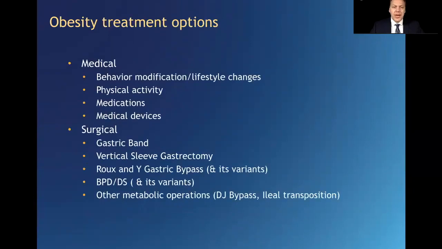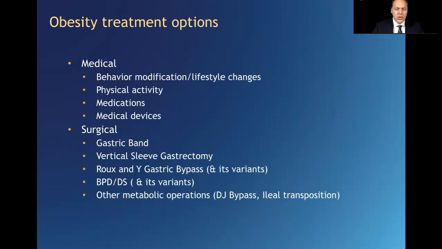To treat obesity, as with any other chronic metabolic or medical condition, we implement medical and or surgical options. Medical options are usually the first, such as behavior modification, lifestyle changes, physical activity, medications, and medical devices. Every month or two, we have a new medication or new medical device coming up. Unfortunately, medical treatment is kind of a short-term solution, and up to 90% of patients regain weight within 2 years.